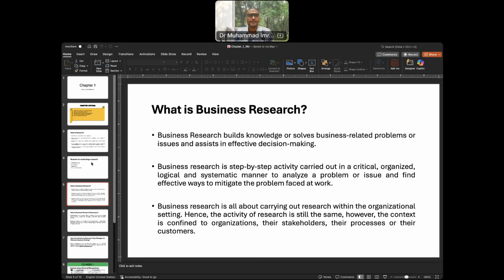Let's see. As we are business students, business research builds knowledge or solves business related problems. Why do we have a loss in our business? This is one of the problems, right? Why is our employees' performance decreasing? This is one of the problems in our business context, right? Human resources are the basic, main, intangible resource for our business activity, right? Good human resource means, yes, more profit, more growth in our business.